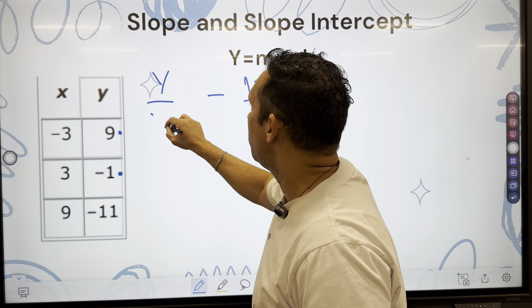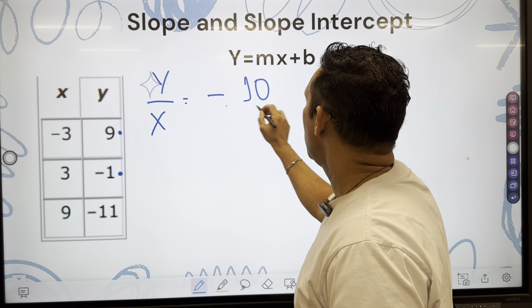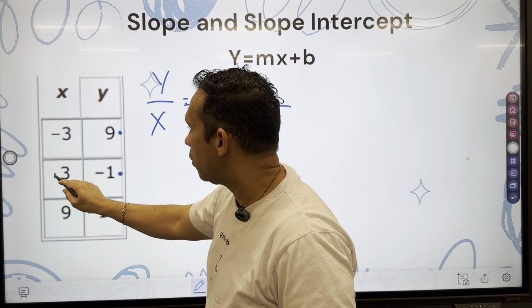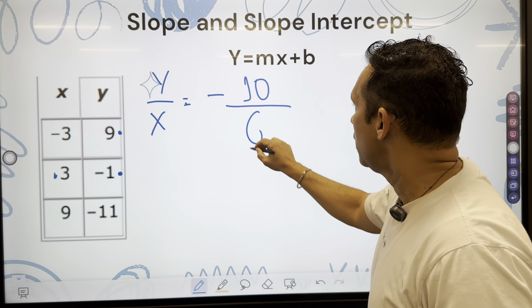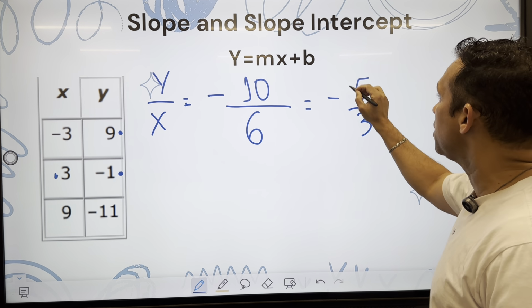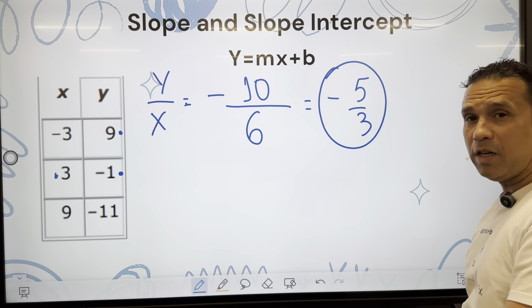Y on the top first. Over, x. So if we count from -3 all the way to 3, we get 6. We have to reduce this. That will be -5 over 3. That's my slope. But I need the y-intercept.